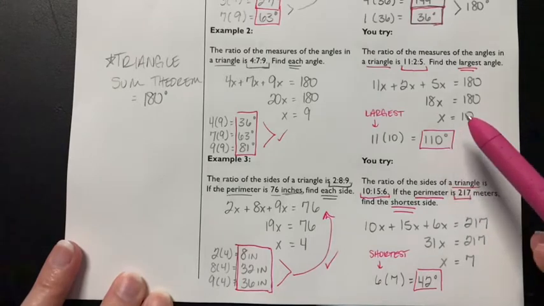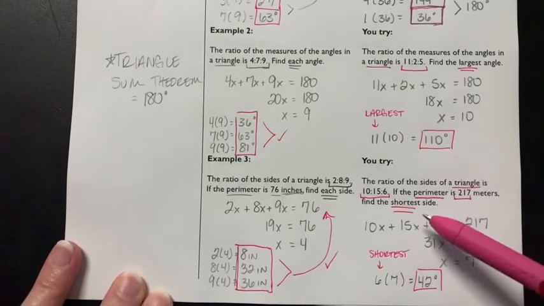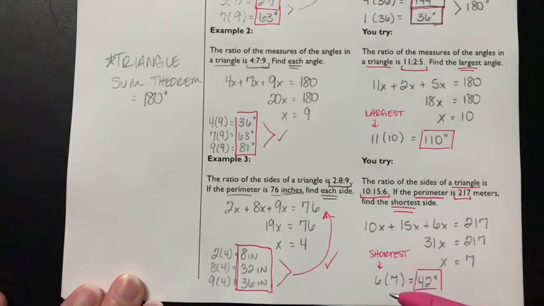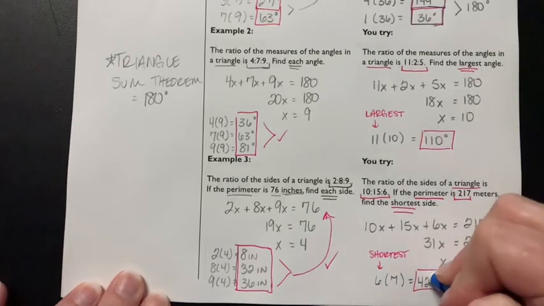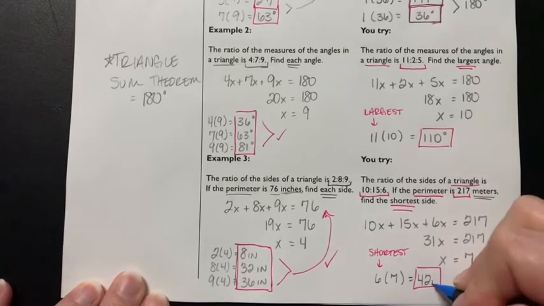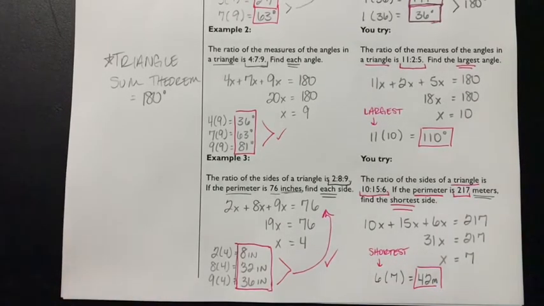Same as that last problem when we were only looking for the largest, here we're only looking for the shortest. So I picked the smallest number, and that was 6. 6 times 7 gave me 42. I wrote degrees here. This is a side measure, so we're going to change that. Let me erase. And we're in meters, so that's going to be a little m. There you go. So make sure you include the correct unit of measure on your answer when finding those solutions.